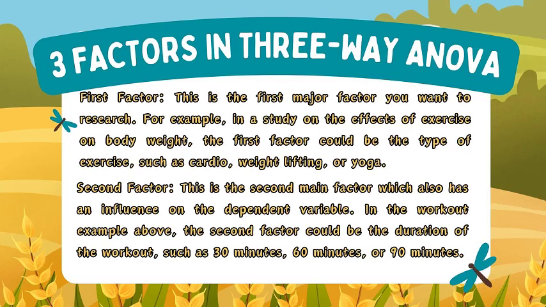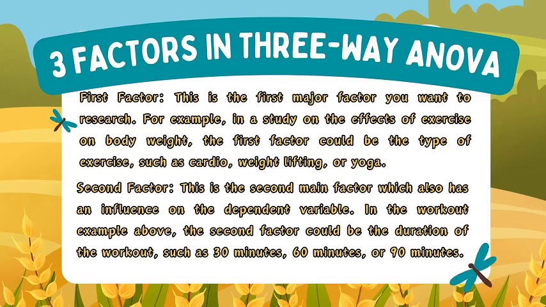These are the three factors in three-way ANOVA. The first factor. This is the first major factor you want to research. For example, in a study on the effects of exercise on body weight, the first factor could be the type of exercise, such as cardio, weightlifting, or yoga.